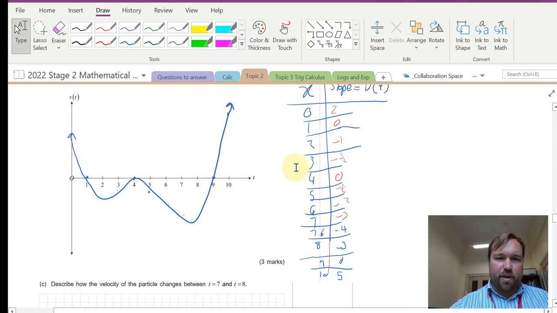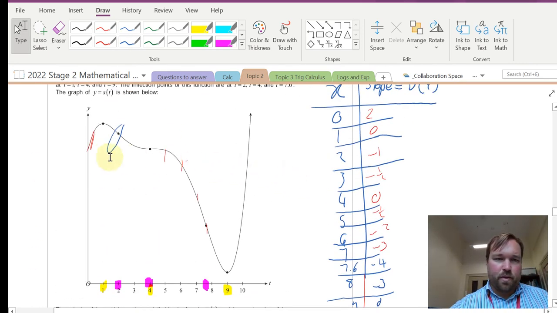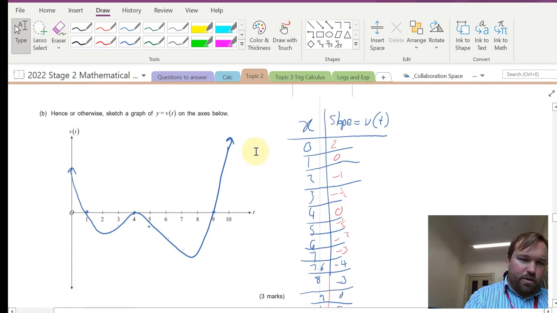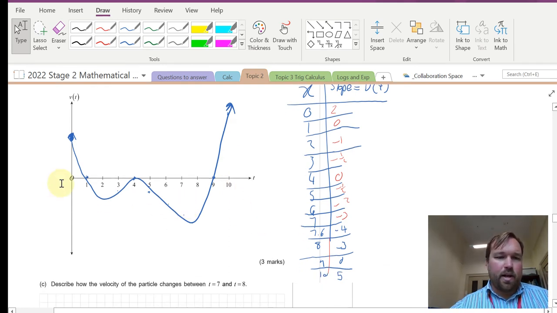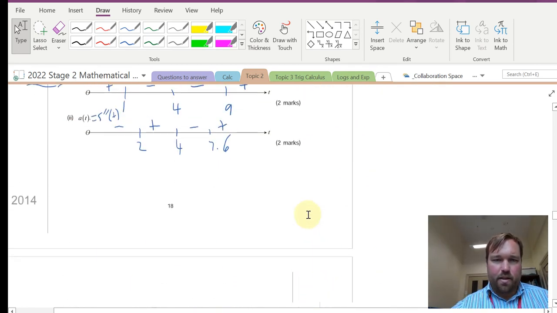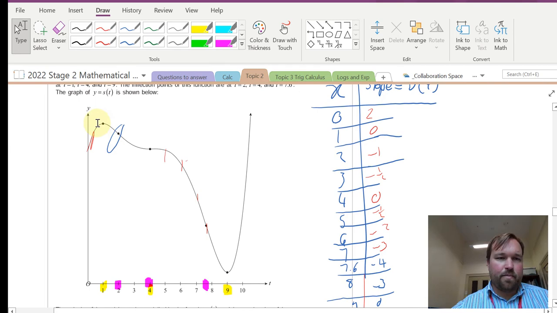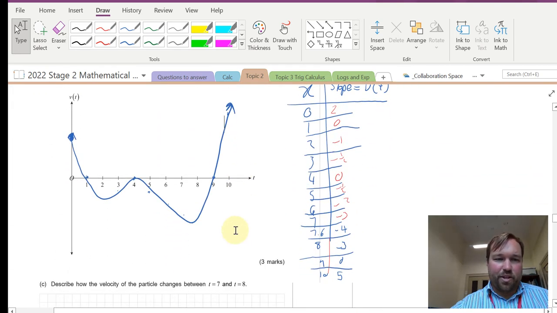Alright, so now check for arrows. We just started there and arrowed up. So dot there, arrow up. Key things to note are the intercepts: 1, 4, 9. They're the 3 places that we were stationary. And then the points of inflection are the turning points, 2 and 7.6.